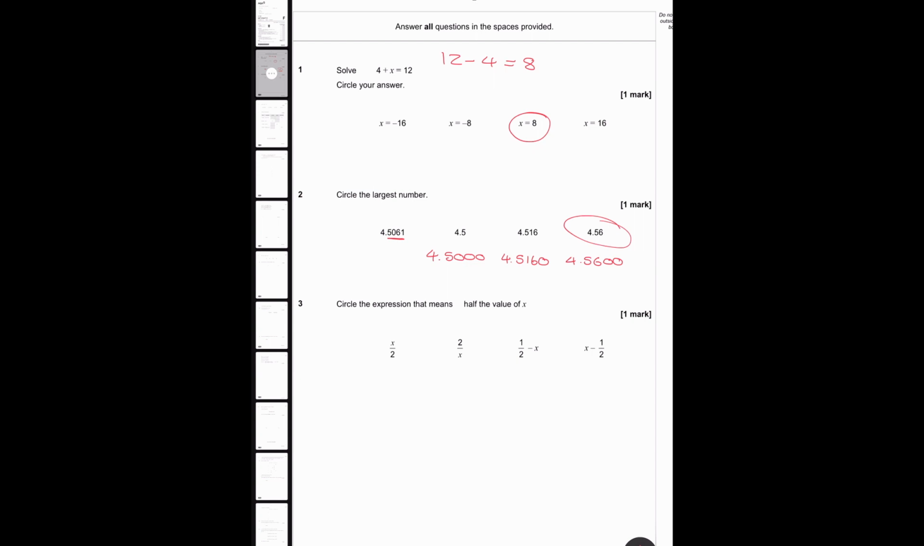Next, let's have a look at question 3. It says to circle the expression that means half of the value of x. When we are halving something, that means we're dividing by 2. This means we want an expression that has 2 as our denominator. This means it is the first one.